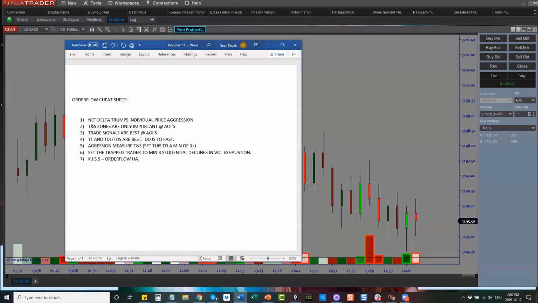Order flow happens all over the place. We only concern ourselves with area of interest, and when used in confluence with other indicators. And the last one here, very important, I put extra stars.